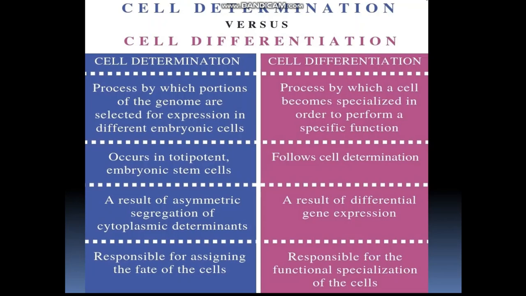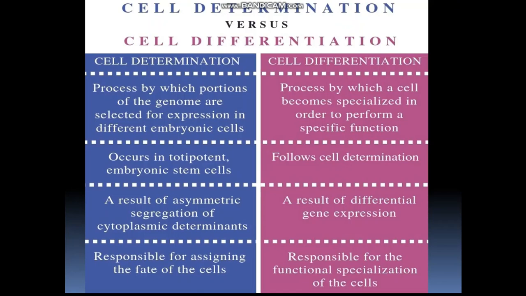The specialization of each cell type is realized in the process of cell differentiation. Differentiation of cells is a stable structural and functional transformation of cells into various specialized cells. If we compare determination with differentiation, here you can see the characteristics. Determination is the process by which portions of the genome are selected for expression in different embryonic cells. So different embryonic cells will express different genes, and it occurs mainly in totipotential embryonic stem cells.